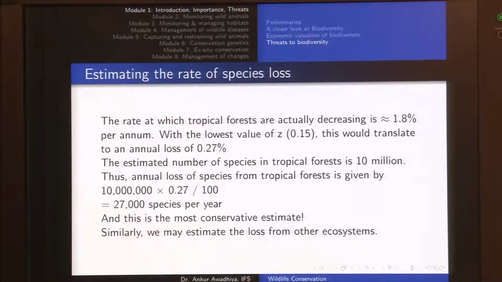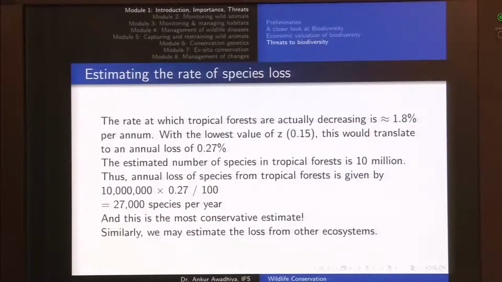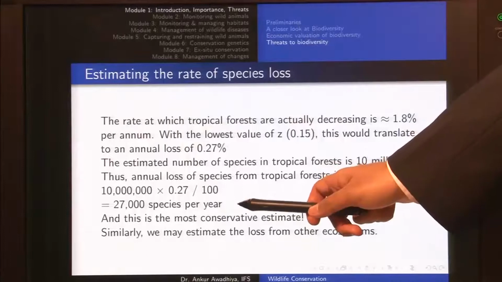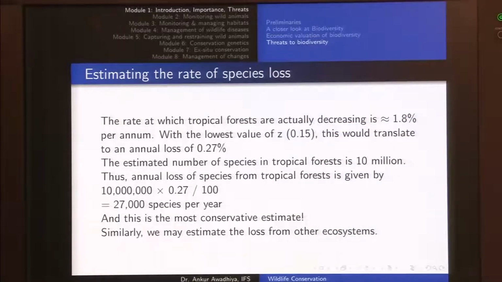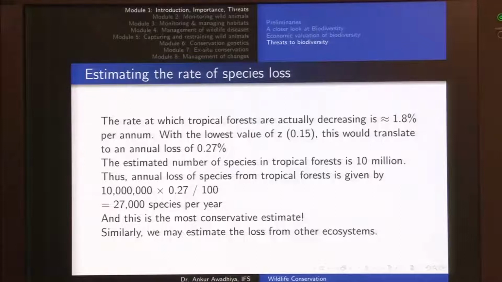And this is a very conservative estimate, because we took the lowest value of z that was possible, and we came up with this computation that just in our tropical forests we are losing species at the rate of 27,000 species per year. Now, there are also other sorts of forests. We have temperate forests, we have grasslands that are also being diverted. So, we can say that we are losing many more species than this figure of 27,000 species per year, and so our biodiversity is actually under a very great amount of threat, whether we know it or whether we do not know it.